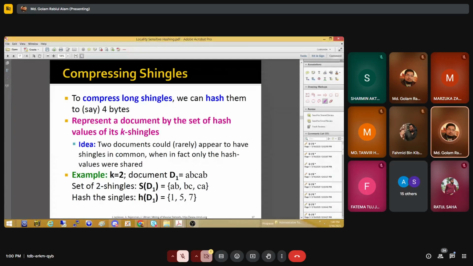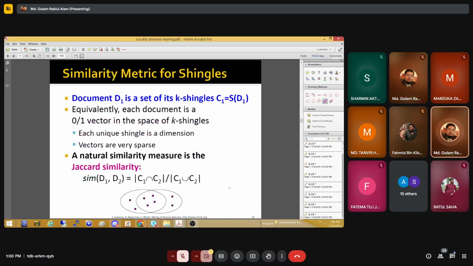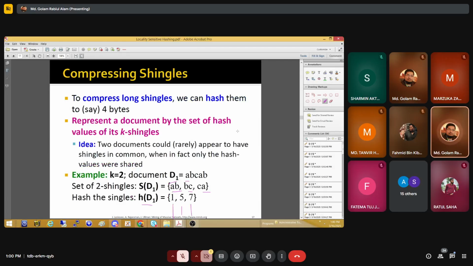Now what we want to do with those shingles is apply some form of hashing. Hash the shingles, and maybe these values will convert to 1, these values will convert to 5, and these values will convert to 7. I think you know the hashing.